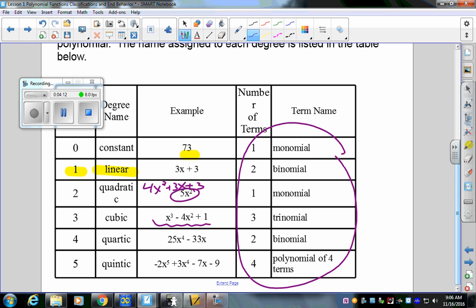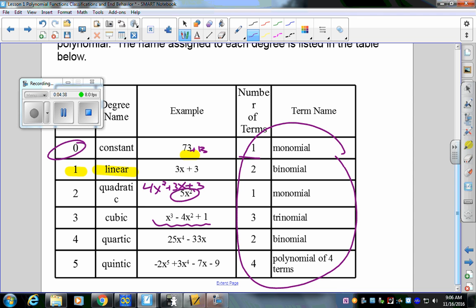Now do keep in mind though that the number of terms cannot be bigger than the degree. Okay, so sorry, repeat. The number of terms can be bigger by 1. So if you look at this, if it has a degree of 0, the most terms it can have is 1. Yes, we can write another number, but after it's simplified, you're still going to have just a number. There's no variable term in it.